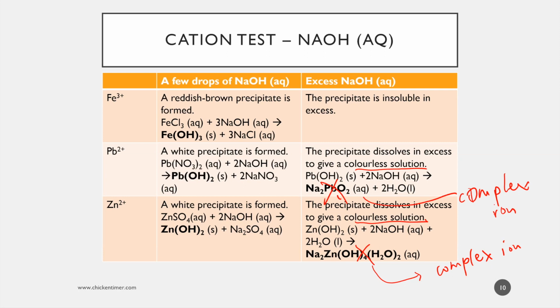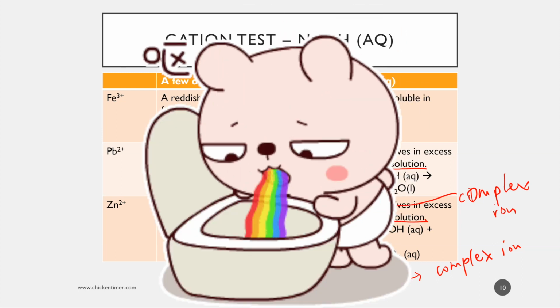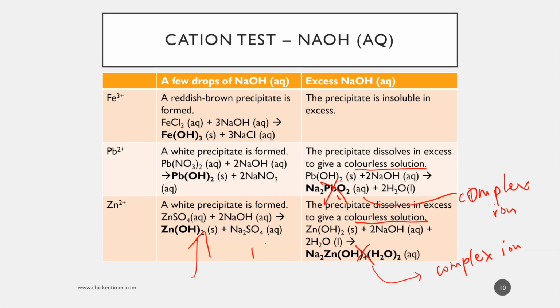Whatever salt name or precipitate name they want is only under this column, a few drops section. So I need to remember the equation also? Remember, then you start vomiting. But I have to balance it out, right? You have to know how to write your chemical equation. If you know how to write your chemical equation, you don't have to memorize any of this.